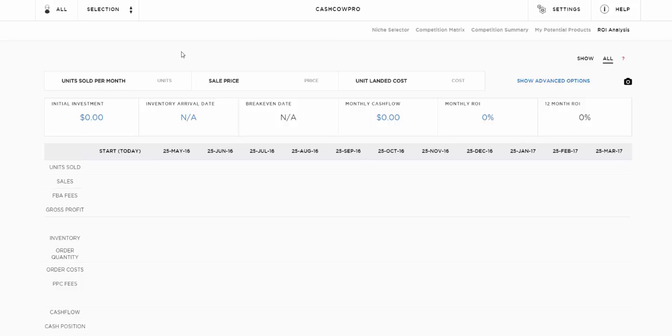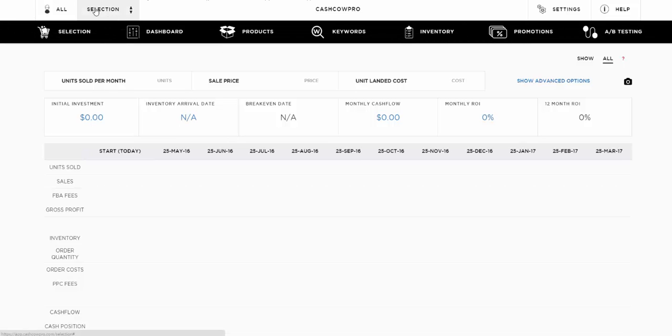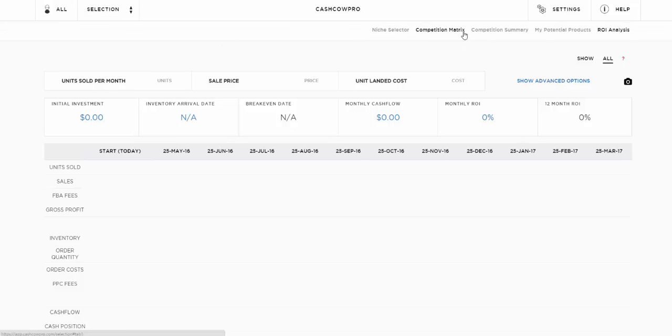Hi everyone. Before you place an order for a new product or your first product, you absolutely have to do an estimate of the costs and profit over the next 12 months. And so what we've built is a tool called the ROI analysis tool within the selection section of CashCowPro. Now I'm going to show you how this works and how you can use it to determine if a product's good before you even start doing it.